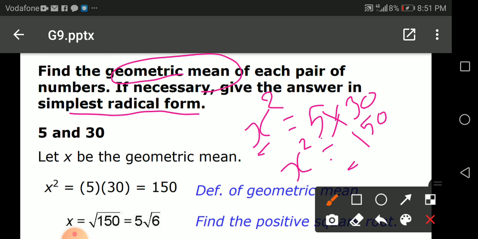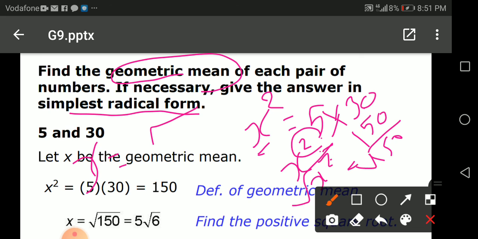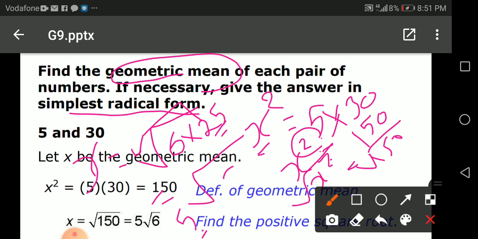To the simplest radical form, and here it is squared, so I'm going to take the square root. So x equal square root of 150. 150 is what? 150 is 6 multiplies 25. Why did you choose 25? Because 5 times 5 equal 25. The square root of 25 is 5, get it outside, and 6 remains under the square root.